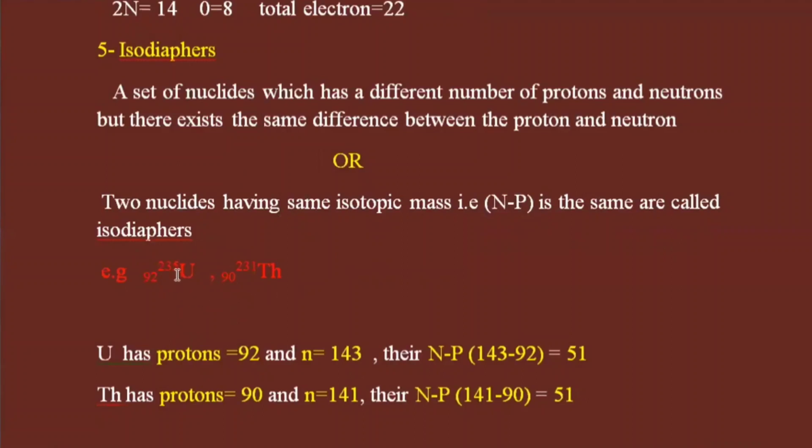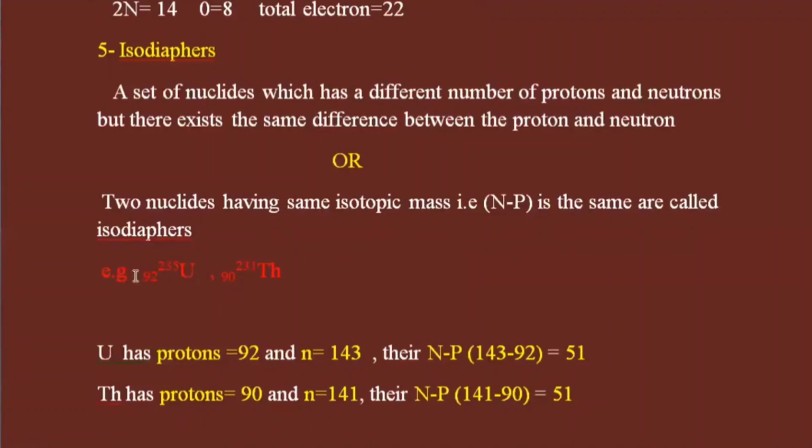Uranium 92, 235. Sabse pehle iska humne number of neutrons nikalne hain, wo kaise? 235 minus 92, हमारे पास न्यूट्रॉन्स आ जाएंगे. यूरेनियम का जब हमने किया 235 minus 92 हमारे पास है न्यूट्रॉन्स 143. सेम थोरियम के जब हम नंबर ऑफ न्यूट्रॉन्स निकाले 231 minus 90, द नंबर ऑफ न्यूट्रॉन्स विल बी 141. नंबर ऑफ प्रोटॉन्स आर गिवन, दैट इज एटॉमिक नंबर 92 and 90. सो व्हेन यू टेक एन माइनस पी ऑफ यूरेनियम, 143 minus 92, it is 51.